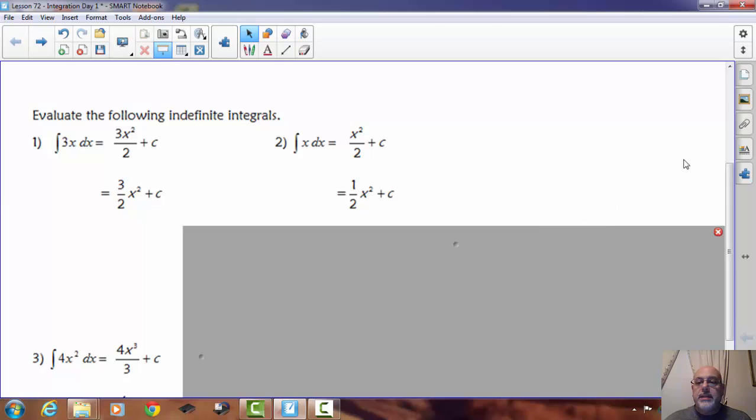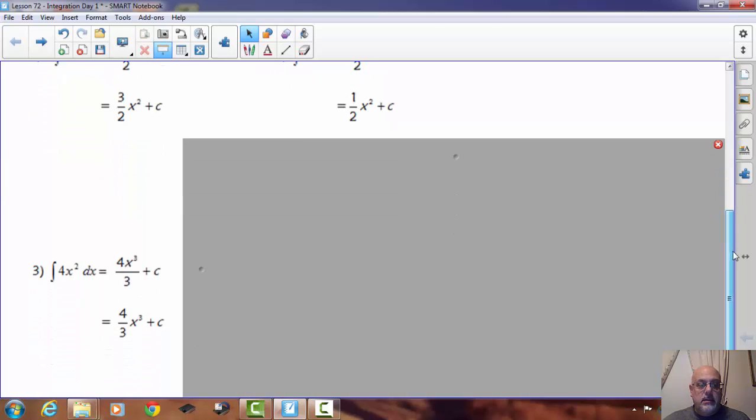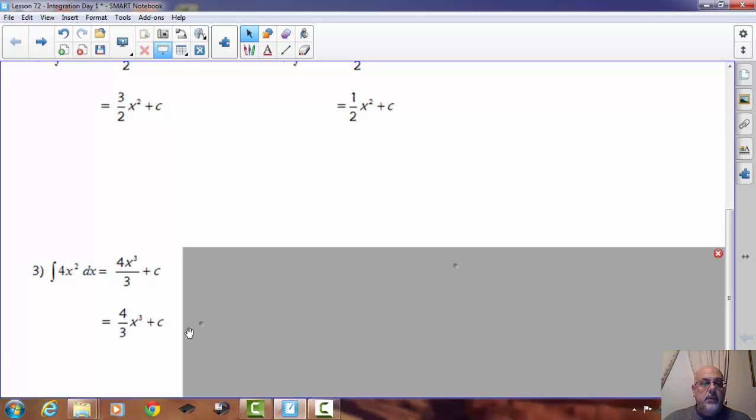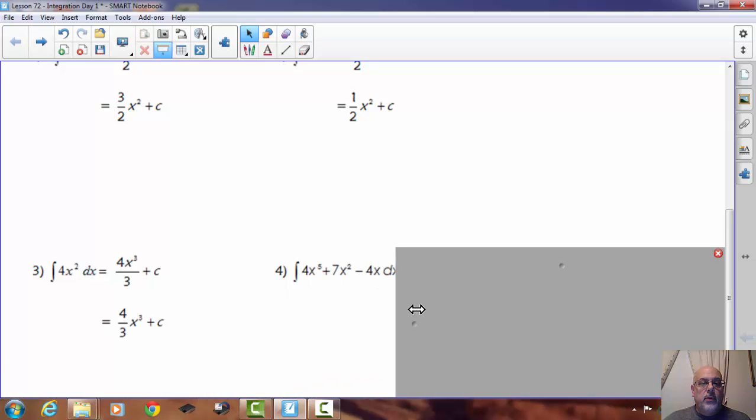This is pretty much exactly what we've been doing in class. If we look at number 3, what's the antiderivative of 4x squared? Well, you're going to take 4x cubed, divide by 3, plus c, and you wind up with 4/3 x cubed plus c.